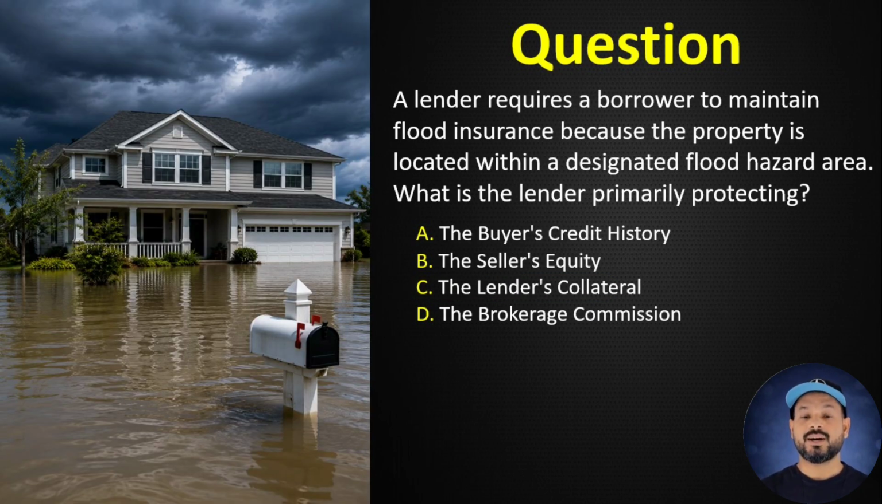Question number 37. A lender requires a borrower to maintain flood insurance because the property is located within a designated flood hazard area. What is the lender primarily protecting? A. The buyer's credit history. B. The seller's equity. C. The lender's collateral. D. The brokerage commission. Correct answer C. The lender's collateral. Insurance helps protect the lender's financial interest in the secured property.